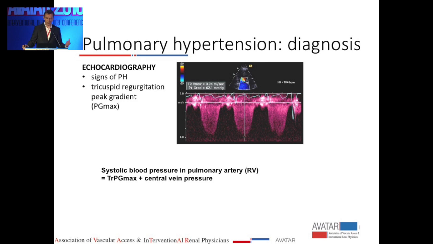It could be diagnosed non-invasively by echocardiography if the patient has tricuspid regurgitation, because the velocity of the regurgitation represents the pressure difference between the right ventricle and right atrium. So if you add the central venous pressure, you get the systolic blood pressure in the pulmonary artery.